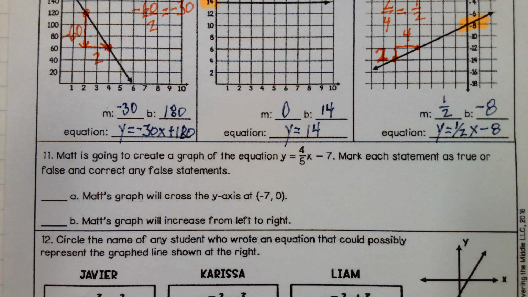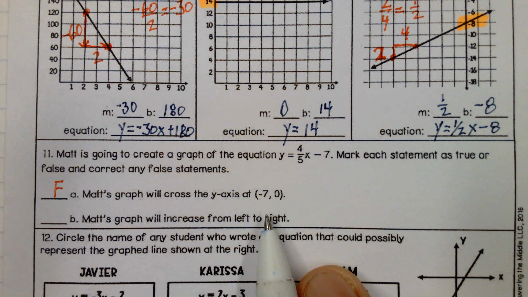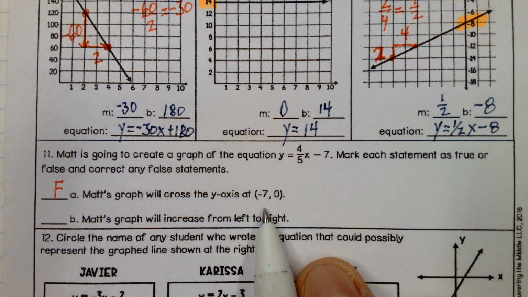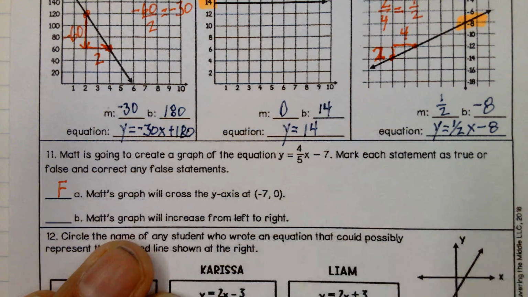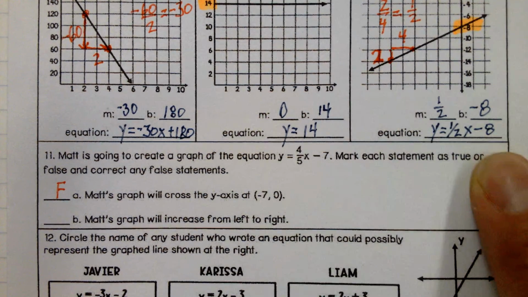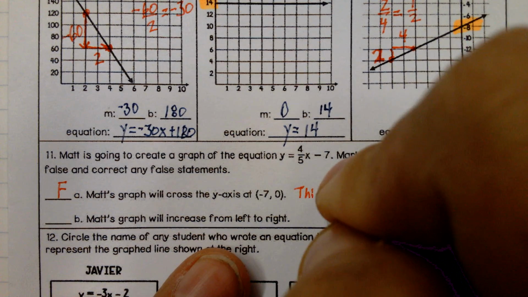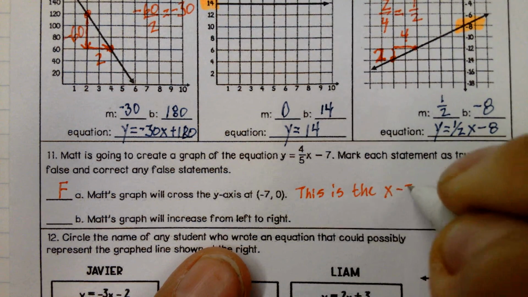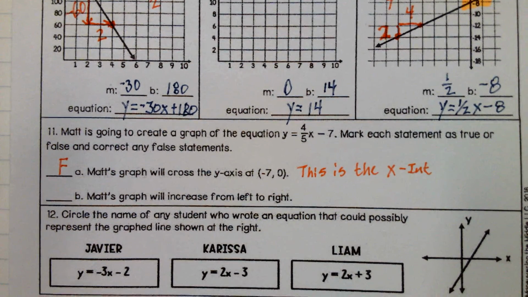It is false. They're confusing it with (0, -7), which is the y-intercept. This is actually the x-intercept, which happens a lot. Remember, your first point, your first location, is always on the y-axis, not the x-axis. Common mistake that happens. People always start graphing on that point.